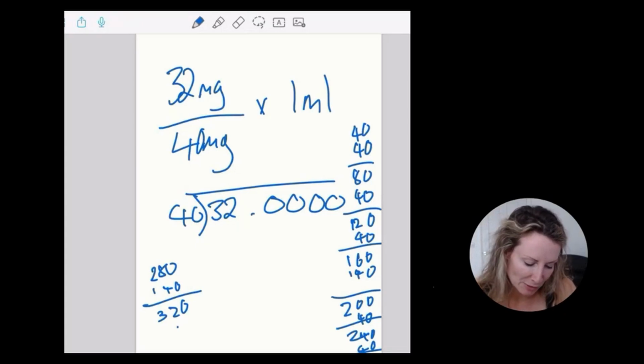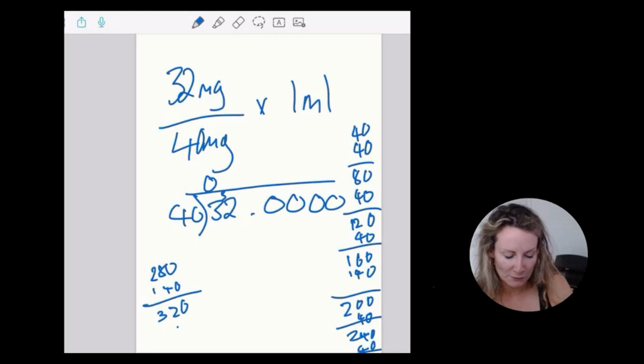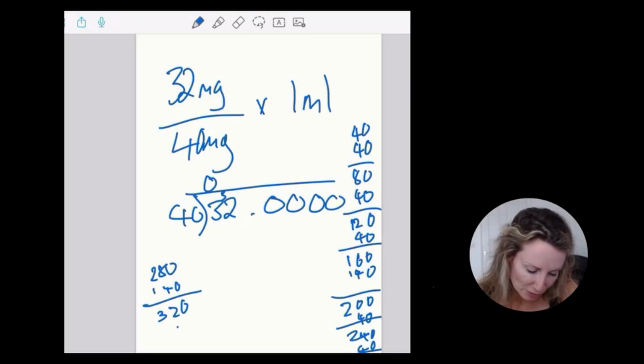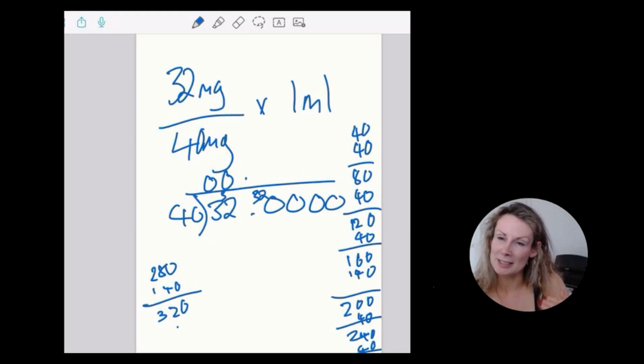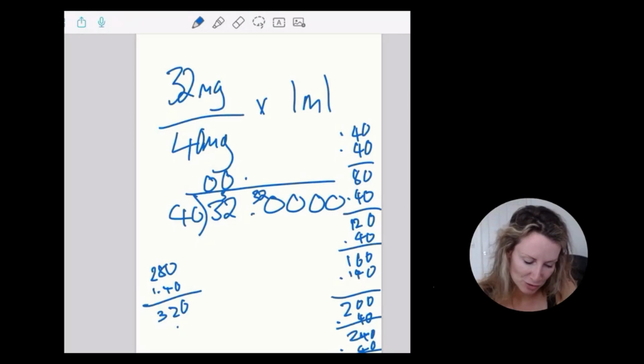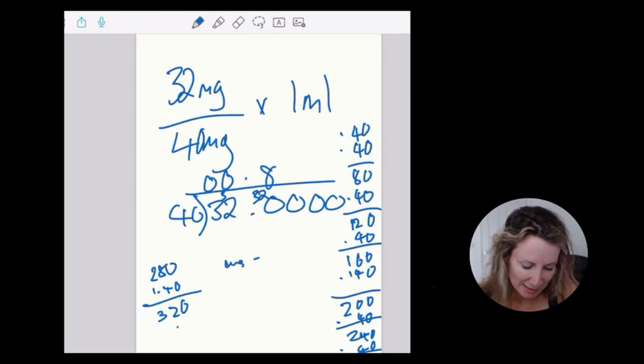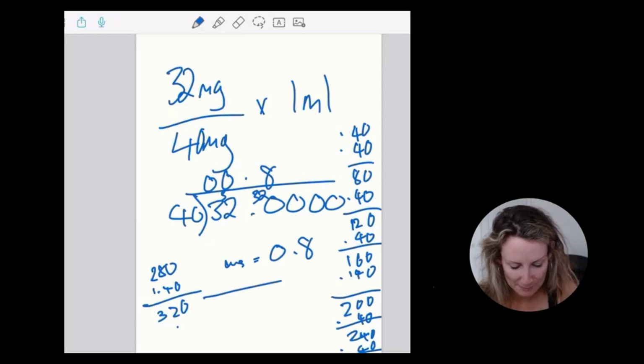We'll say 40 into 3 does not fit. Carry the 3. 40 into 32 does not fit. That's right, yeah. Decimal point. So now it's 40 into 320. So you look down and it's going to be 1, 2, 3, 4, 5, 6, 7, 8. 8 of them is 320. So there's nothing left to carry. So the answer equals 0.8.